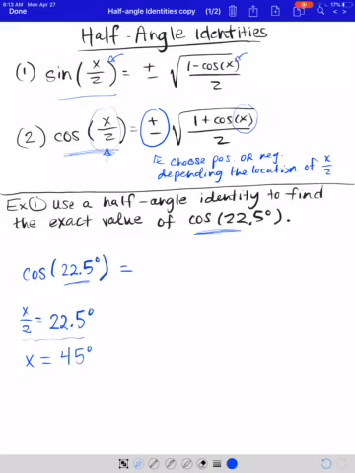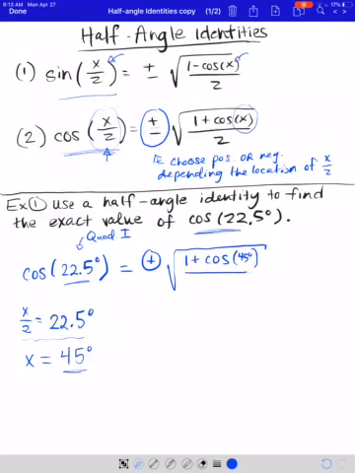And now we can plug into the right-hand side of our identity. Oh, and let's decide, are we going to use the plus sign or the minus sign? Well, since 22.5 degrees is in the first quadrant, both sine and cosine are positive in the first quadrant, so that lets us know that we're going to choose the positive sign. So we'll get positive the square root of (1 plus cosine of x, where x here is 45 degrees) divided by 2. Now we just need to simplify this.